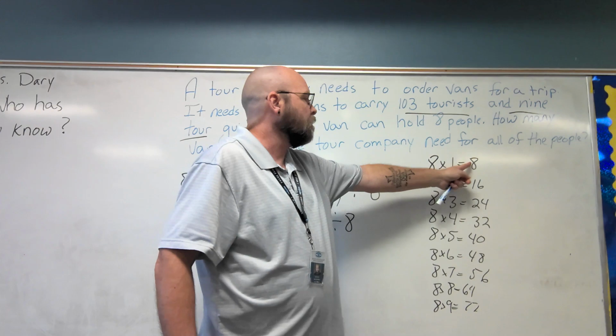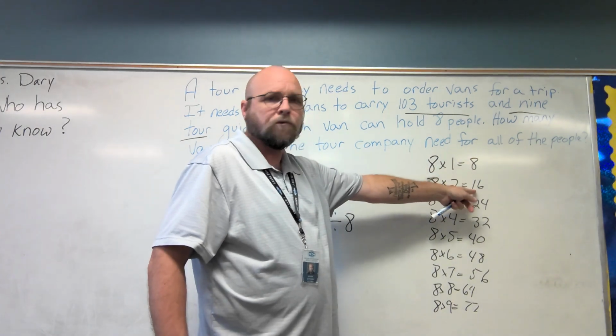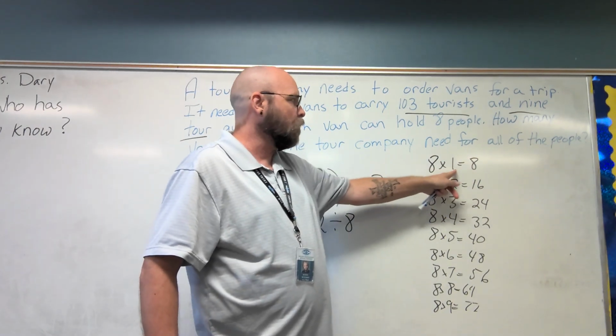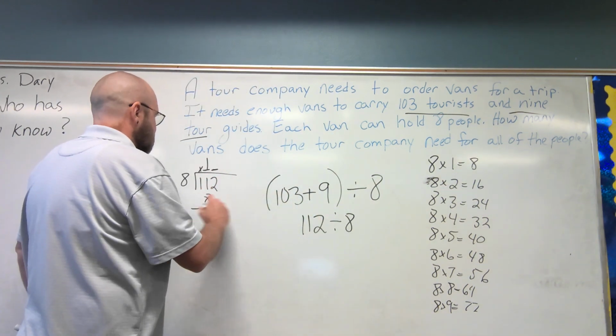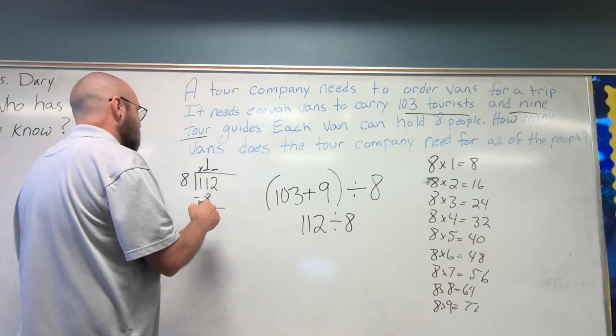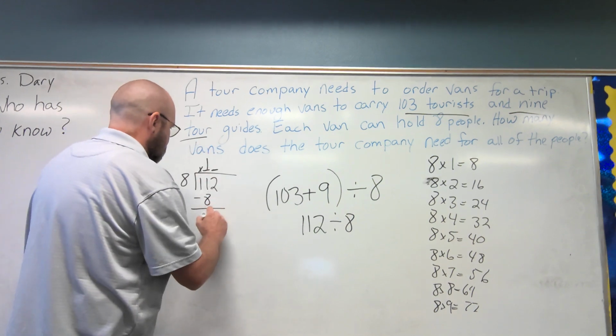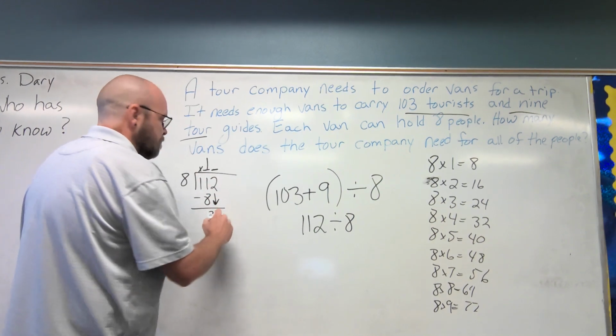Well, if I go over here, I have 8, 16. Well, 16 is too big, so it's only going to go in 1 time. 1 times 8 is 8. I subtract 11 minus 8, which is 3, and I bring down the 2.